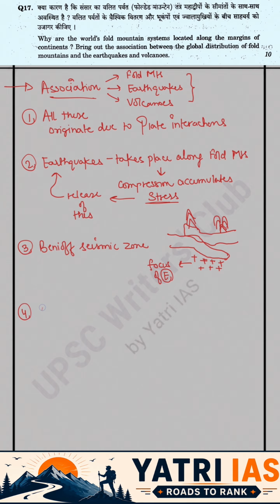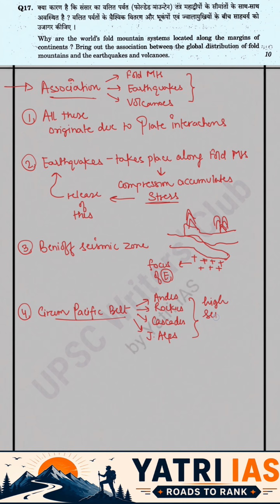Then you would mention the circum-Pacific belt, consisting of Andes Mountain, Rockies Mountain, Cascades, Japanese Alps. They all have high seismicity and volcanism. This is also a reason for Pacific ring faults.